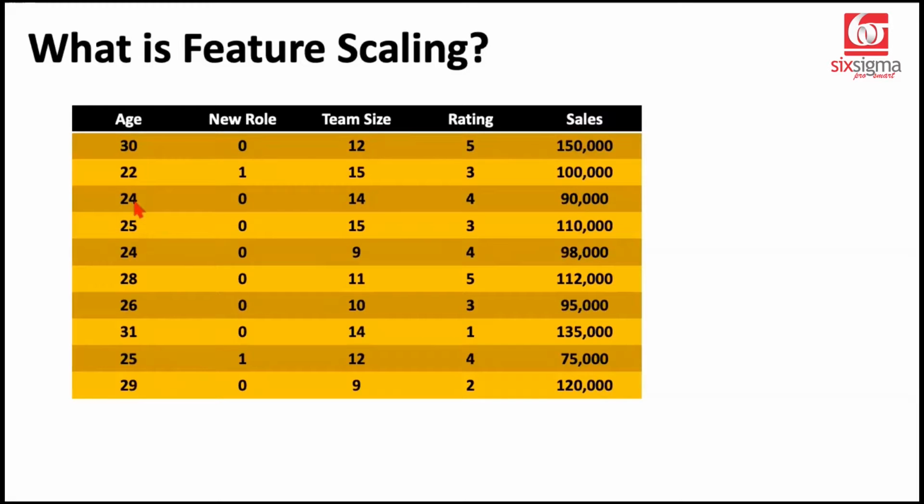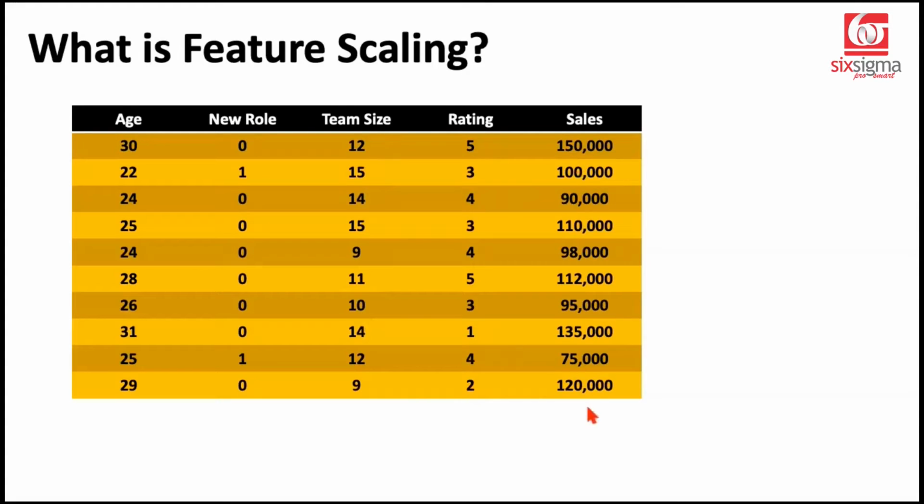For example, the age is anywhere between 22 years, that's the minimum, to 31 years. This column called new role has only 2 possibilities. Either it's a 0 when the manager is experienced, or it's a 1 when it's a newly promoted employee who has just become a manager. Then we have a variable called team size, which is again fairly range bound. Then we have a rating, which cannot be anything other than a number between 1 to 5. You can't have a rating of 30 here. You can't have a rating of -5 here. It is only going to be between 1 to 5.